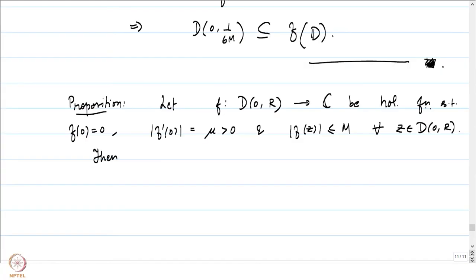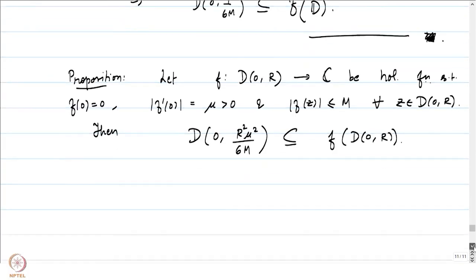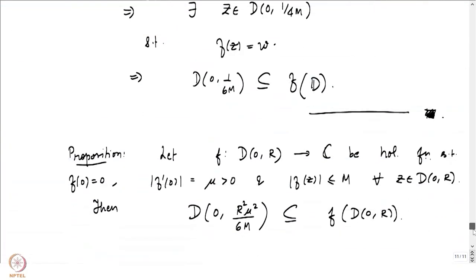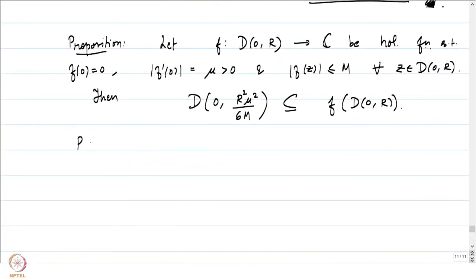Then for this family of functions, we can say that the disk of radius r square mu square by 6m is contained in the image of D of 0, r under f. We have done the hard work in the previous proposition. The proof here is going to be easy. We are going to reduce this problem to the problem above.